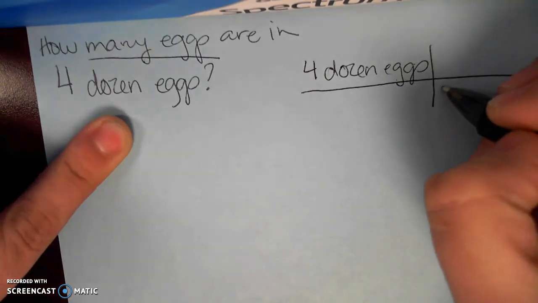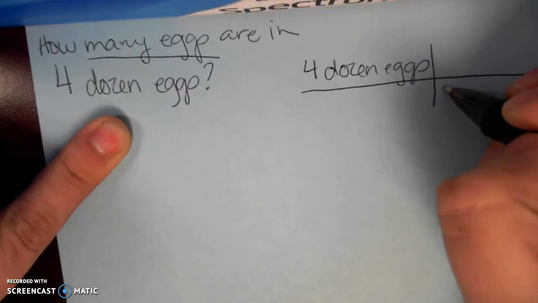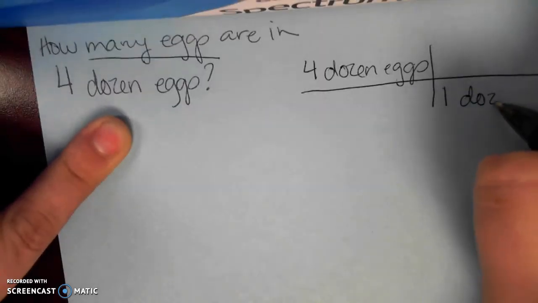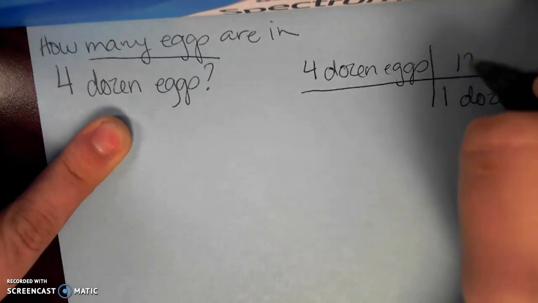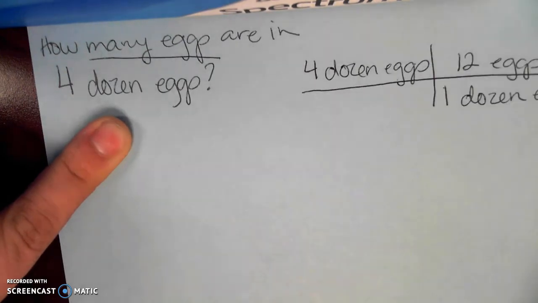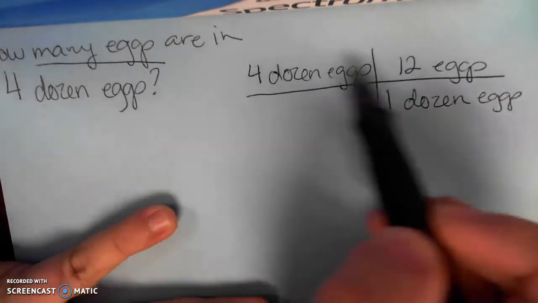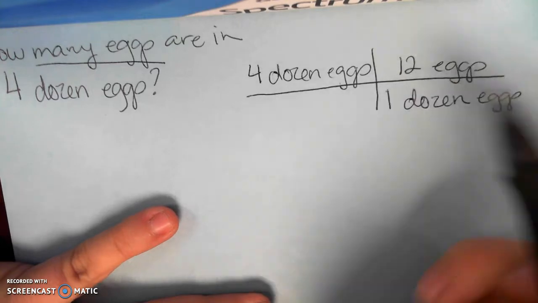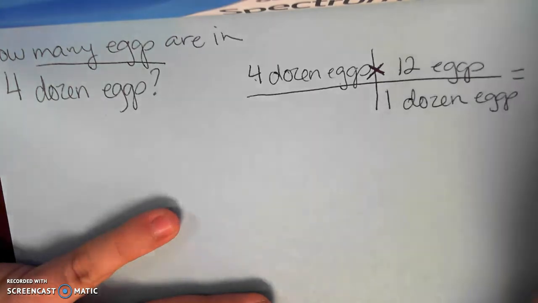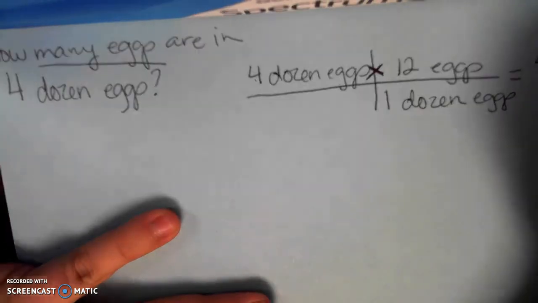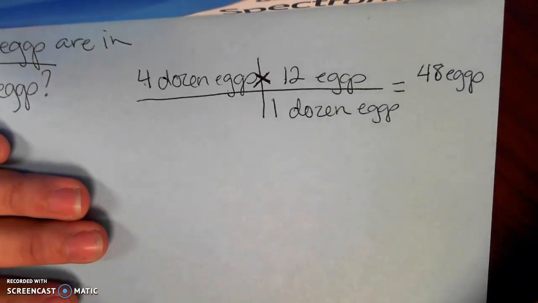We know that for every 1 dozen eggs, we have 12 eggs. Because the numbers are next to each other on this dimensional analysis track, they're going to be multiplied. So this is going to be 4 times 12, which would give us our 48 eggs. We worked out that problem, we know we have 48 eggs.